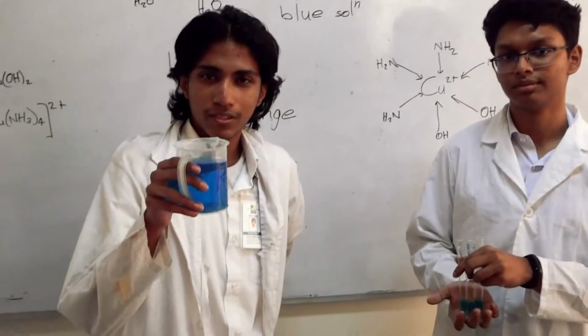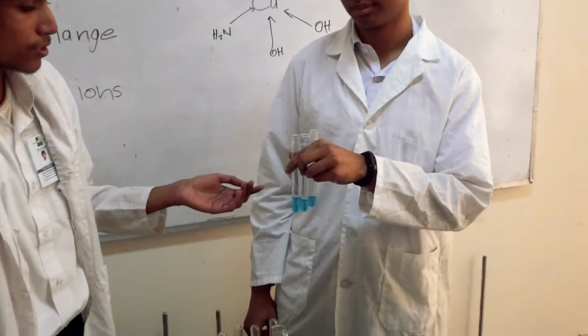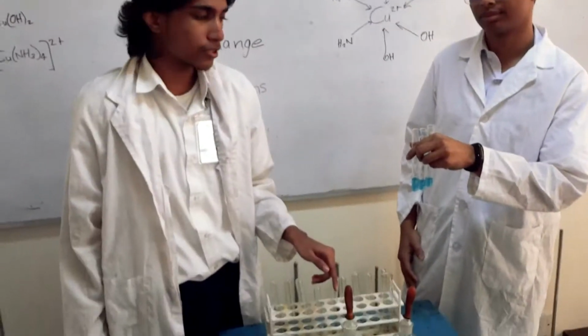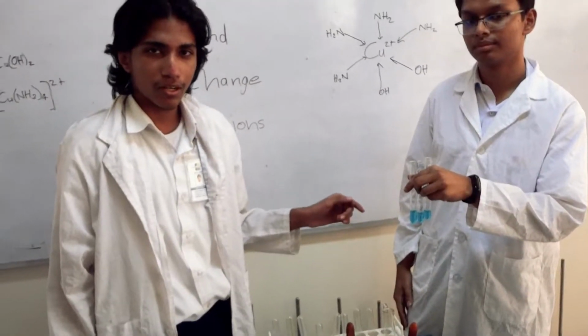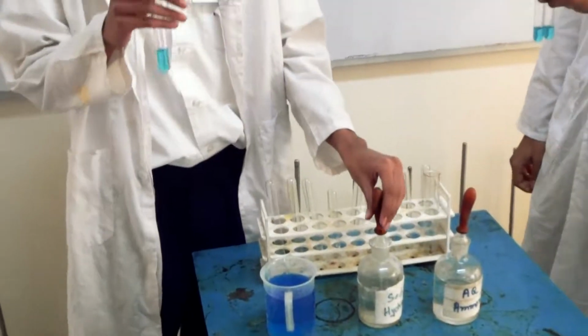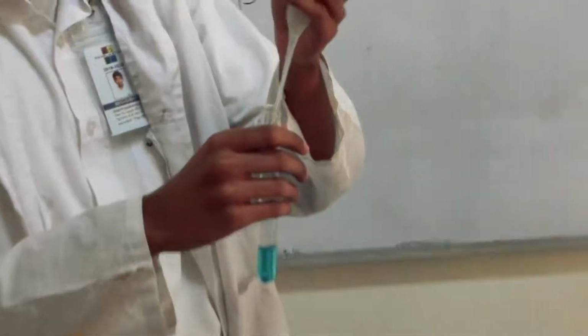Here is some aqueous copper II sulfate in this beaker. As you can see, it's a very clear blue color. And in these three test tubes, we also have aqueous copper II sulfate. Now we are going to add aqueous ammonia and sodium hydroxide to two of these test tubes and see how the resulting reaction occurs. First, we'll add some sodium hydroxide, first on a drop by drop basis and then in excess.